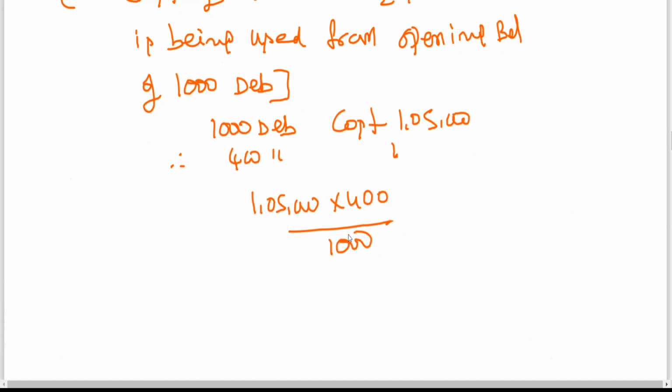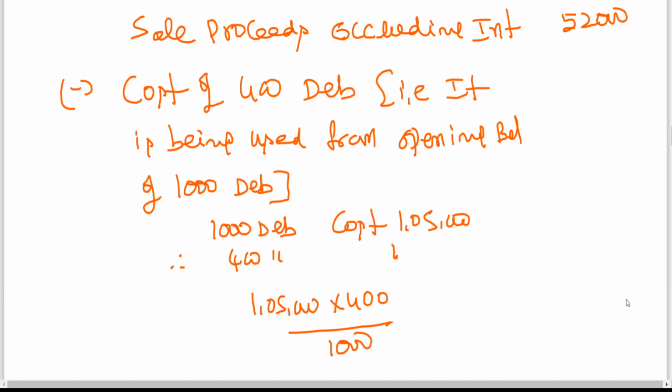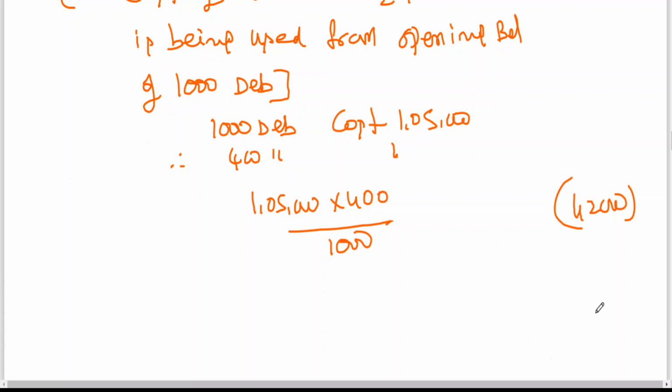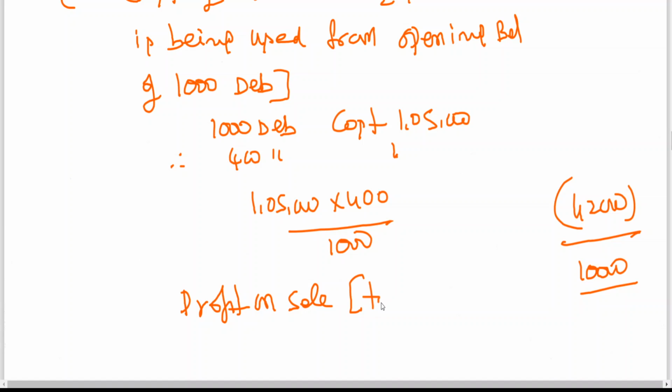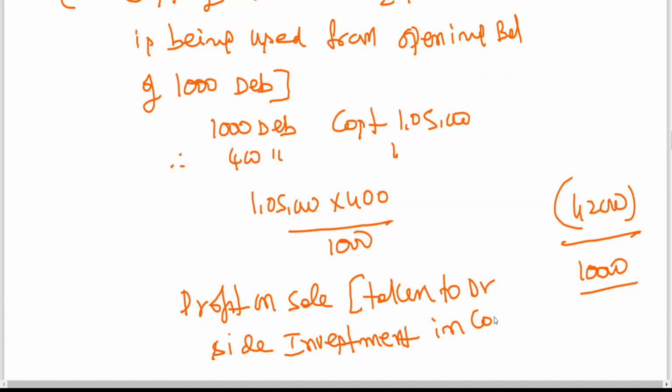It is coming to 42,000. Now you are getting profit, no? Sale proceeds is more than cost, previously we got loss. Profit on sale is taken to the debit side of investment. I have already given the explanation. Debit side of investment in cost column.